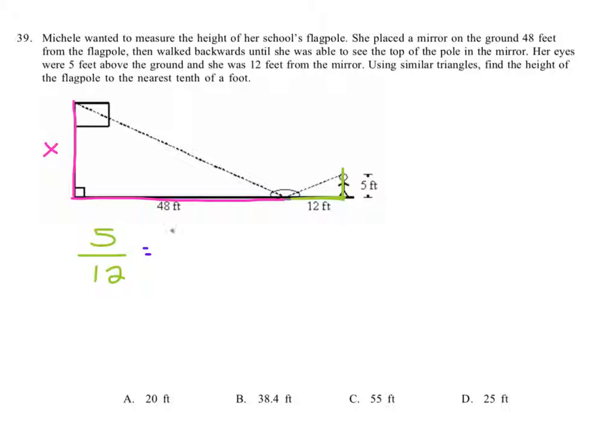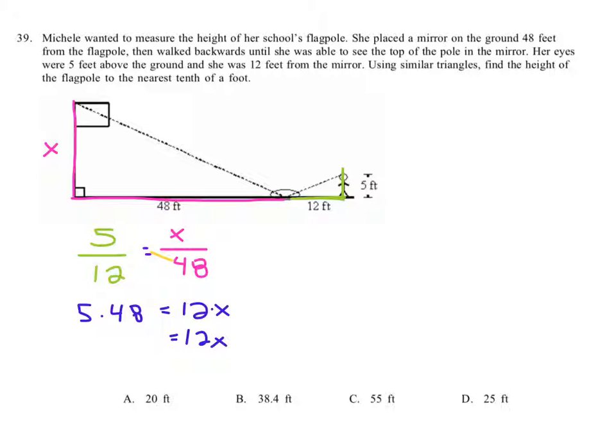who knows what that's called? Let's call it x. X is to 48. And then the diagonal cross products property says multiply the diagonals. And what do we get when we do that? We get 5 times 48, which is, let's just write it as 5 times 48 equals 12 times x.